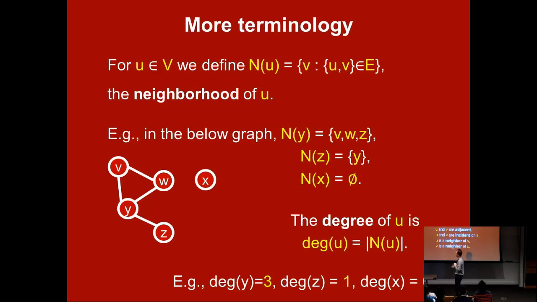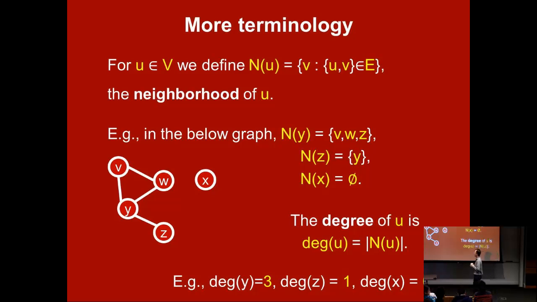Speaking of neighborhood stuff, here's another term for you. If you have a vertex u in the graph, then N(u) is called its neighborhood, and it just means all the vertices that it's connected to. Notice that does not include itself if you have a simple graph, which we usually do, because there are no self loops unless we allow it. So here's a graph below, and I gave some examples. The neighborhood of y is v, w, and z. The neighborhood of z is y. The neighborhood of x is empty, and so forth.